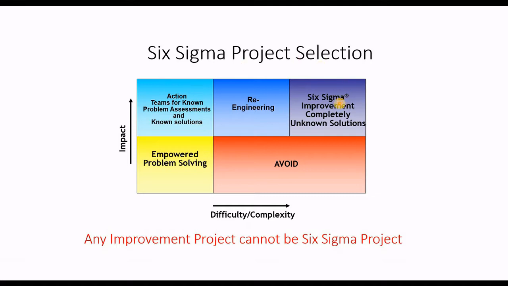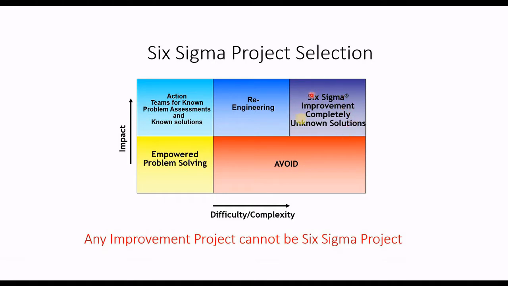Now, something lies in between Six Sigma projects and these action teams, which are just-do-it mode of actions. That is re-engineering, where the issues have a high impact on the business, but are at a medium level of complexity. That means the solution is known after the application of basic tools like quality circles, etc. So these projects also do not qualify for a Six Sigma project. Six Sigma projects are only for unknown solutions, very difficult problems, difficult to solve, and having a high impact on the organization.